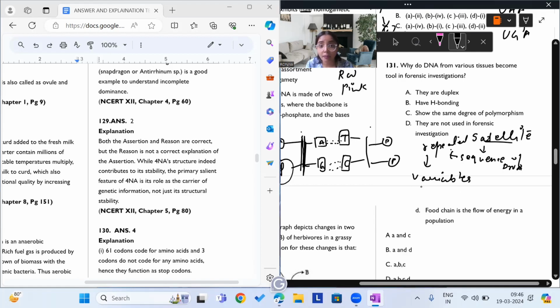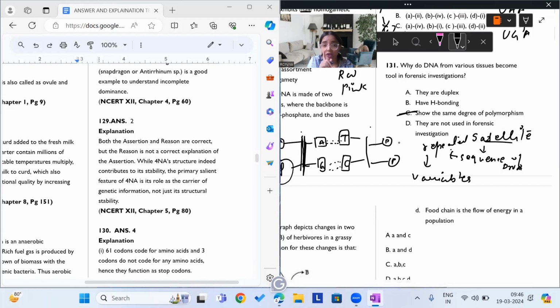And this variable repetition of satellite DNA in individuals is known as polymorphism, and it is specific to each individual. That is why this characteristic can be used for identification of individuals. Okay, so what is polymorphism? It is the variable repetition of satellite DNA which is specific to the individual.